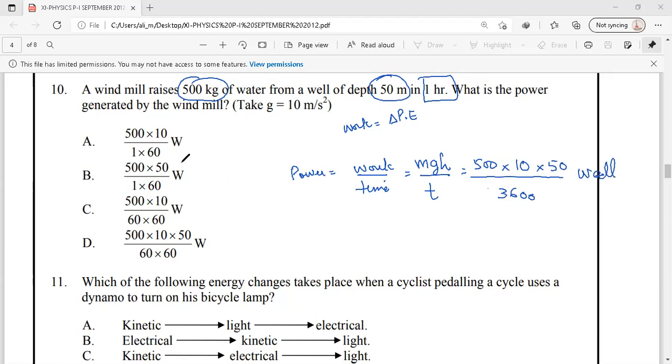So let's see which of the following options matches with this expression for the power. 500 times 10 times 50 divided by 3600, or 1 6 2 0... Option D is the right answer.